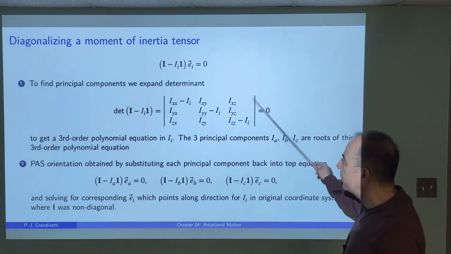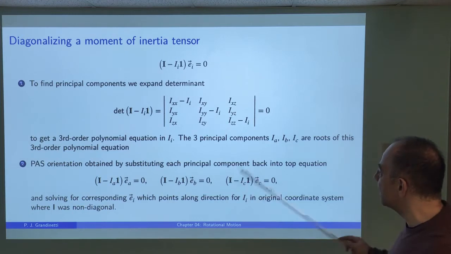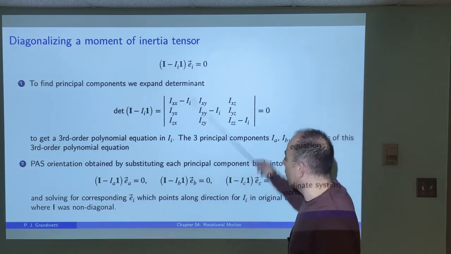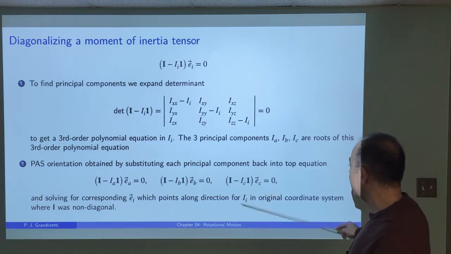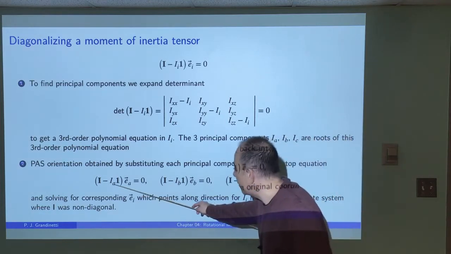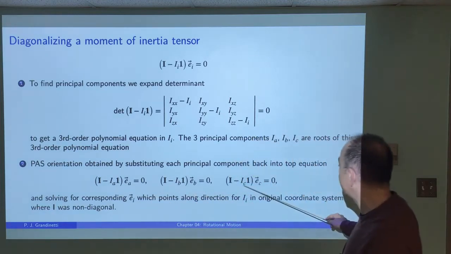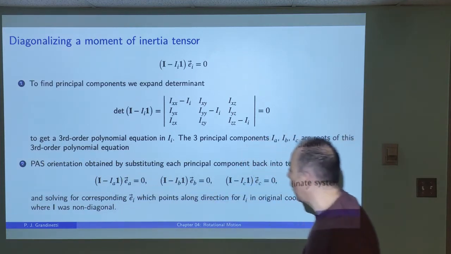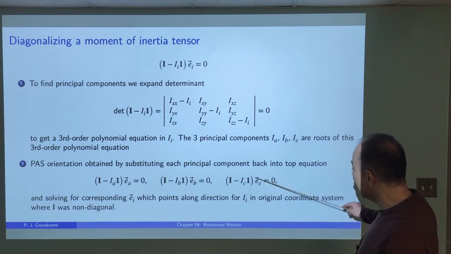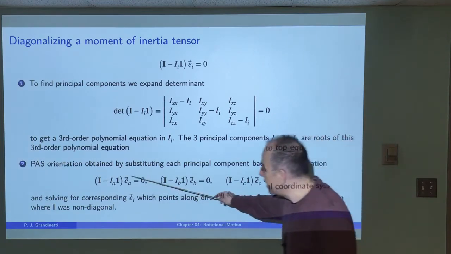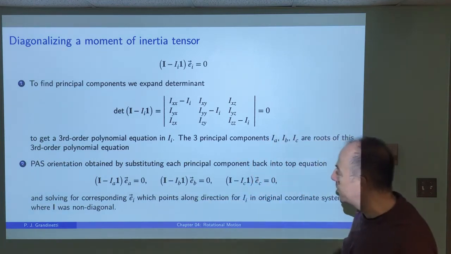So that's what we're going to do to get the principal component values. To get the orientation, we'll go back to our equation. This time we'll plug in EA, EB, and EC here, and we'll put in our values for IA, IB, and IC, and we're going to get a set of equations. This will give me three simultaneous equations, three simultaneous equations, and three simultaneous equations here. These equations will tell me the direction.